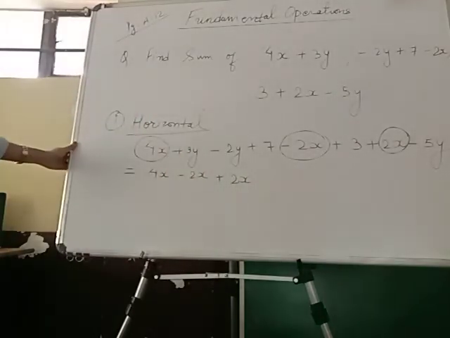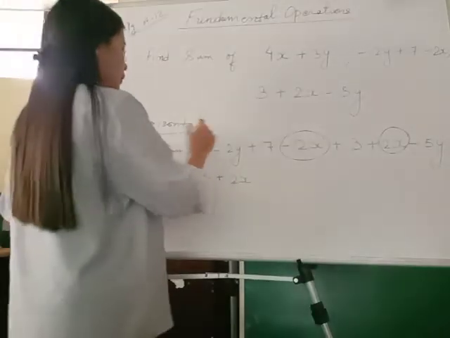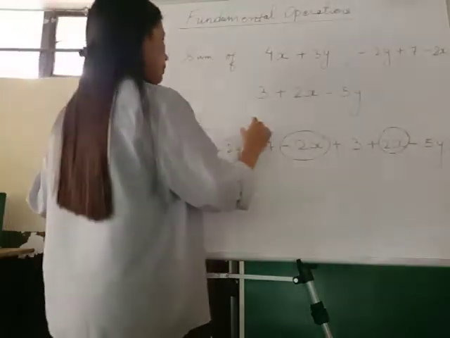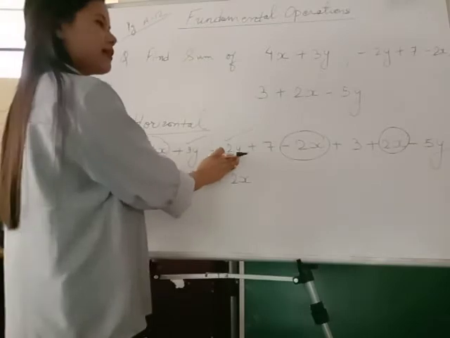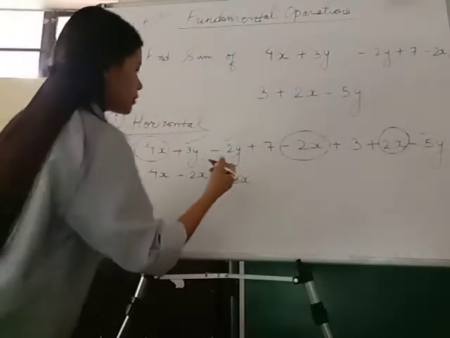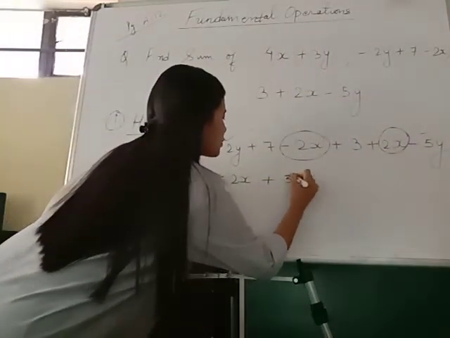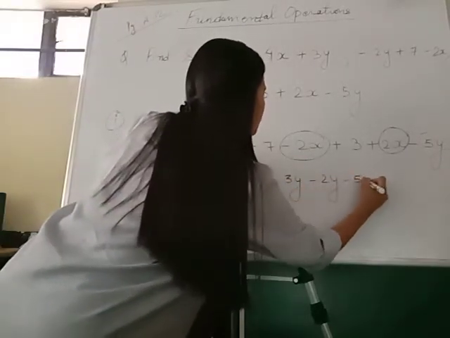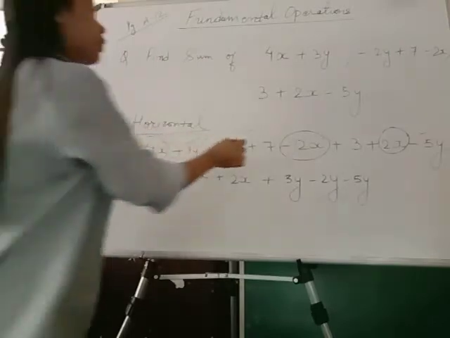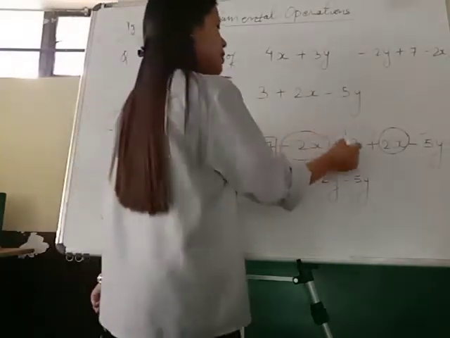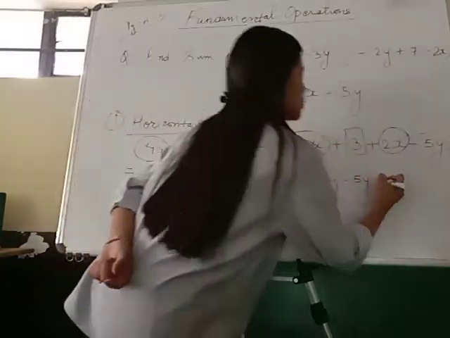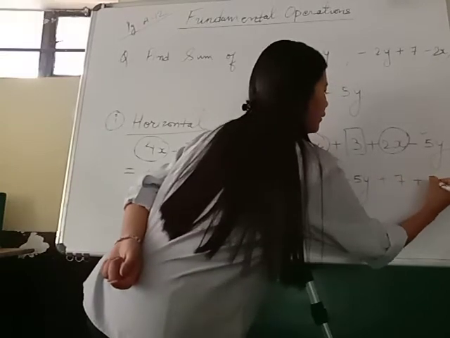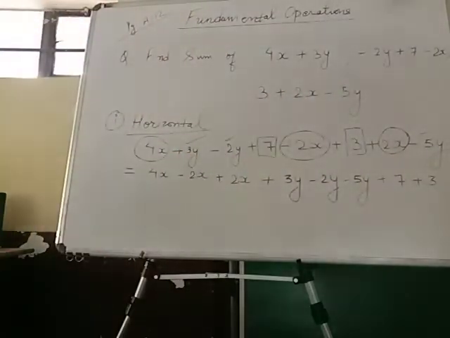Okay. Now 3y is another term. So the like terms to 3y are this and this. We write it together. So this is 3y minus 2y minus 5y. And we write all the constant terms together. So this is the constant and this is the constant. So we write it together. Okay, so this is the second step. We have written all the like terms together.